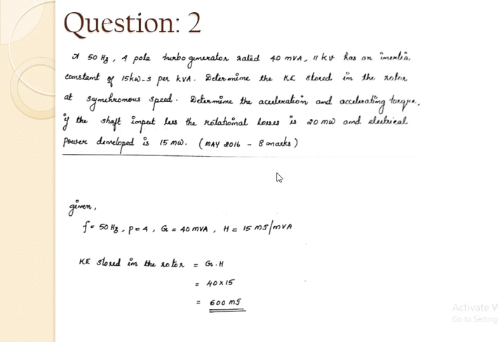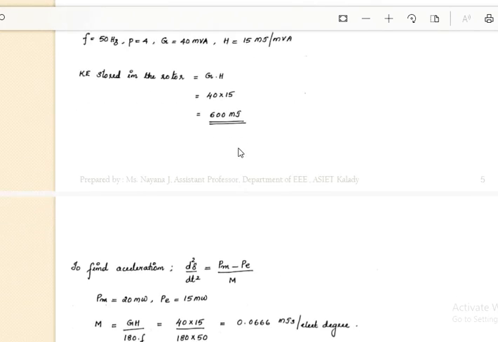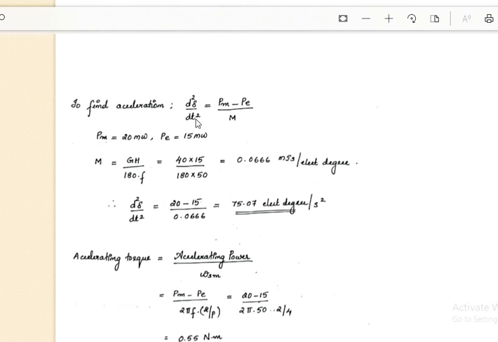Okay, so here everything is similar to the previous question. In the same case, the first question is kinetic energy, which you can calculate as G into H, like what we have done in the previous case. Now, to find the acceleration, the same thing: d squared delta by dt squared is equal to Pm minus P. Here Pm is given as 20 megawatt and P is given as 15 megawatt, same thing.